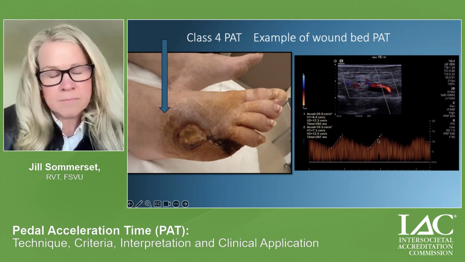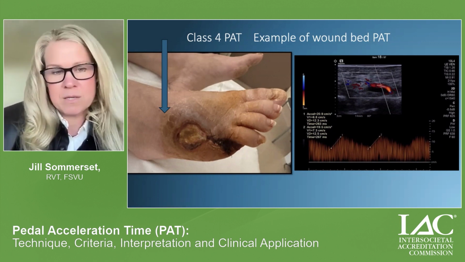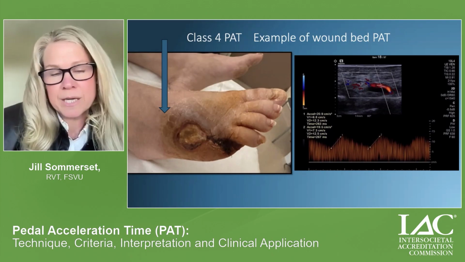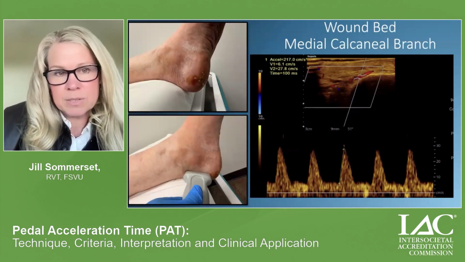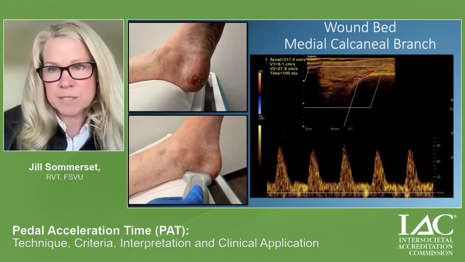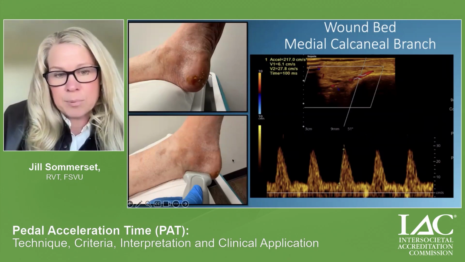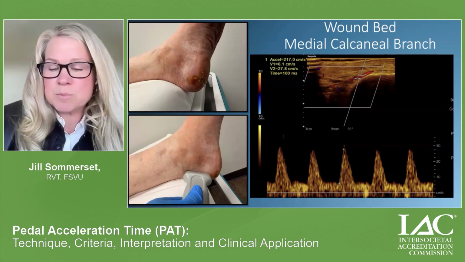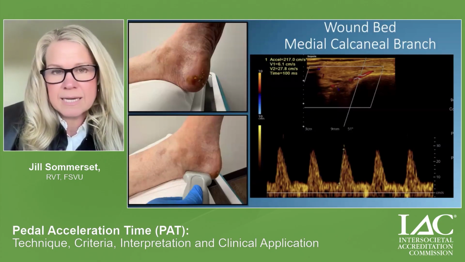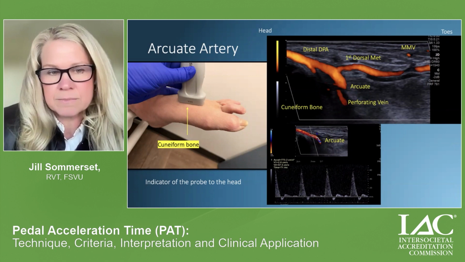You can just say class 4 PAT, or the wound bed PAT is X. Maybe you can just describe the anatomical location if there's multiple wounds. Here's another example of a small heel wound. This patient has been revascularized, so I'm going to place a probe at the medial calcaneal branch to this heel wound and obtain a PAT. Again, just go to the wound bed first, and then we can now go into the pedal duplex ultrasound.